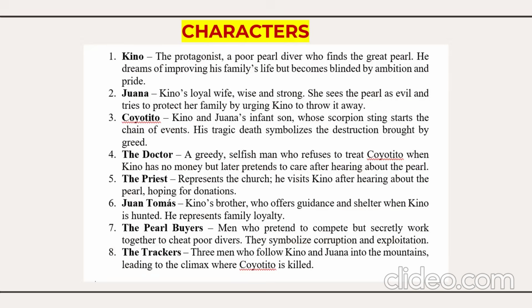Then we have pearl buyers, the people who pretend to compete, but secretly they work together to cheat Kino. And then we have trackers. Trackers here refers to the three men who follow Kino and Joanna into the mountains, and that brings the climax of the story. So these are the important characters. We have Kino, the pearl diver who gets the pearl, then Kino's wife, Joanna, and Kino's son, the very young infant son, Koyotito. So these are the important characters we need to remember.